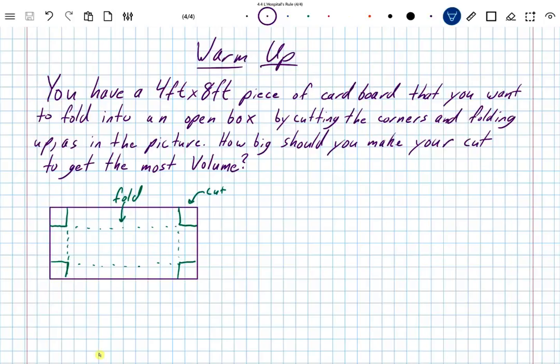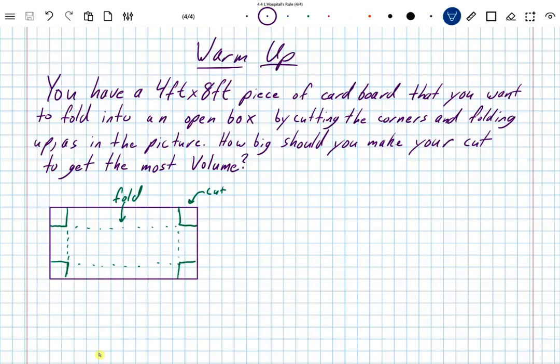Welcome to another warm-up, this one focusing on optimization. So you have a 4-foot by 8-foot piece of cardboard that you want to fold into an open box by cutting the corners and folding up, as I drew in the picture. How would you make your cut to get the most volume out? So take a few minutes, pause the video, give it a try.